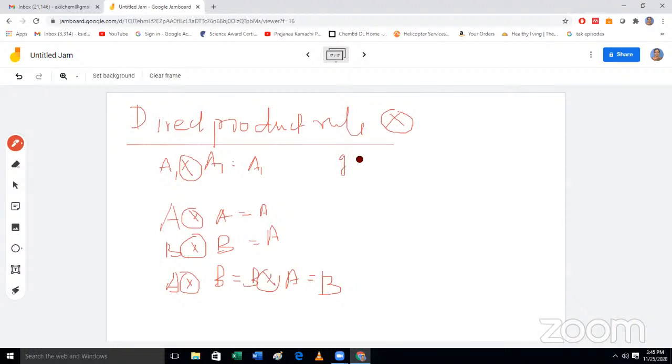See, G direct product U is equal to U, G direct product G will be equal to G, U direct product U will be equal to G. Okay, so this is how it works for everything, you have this.